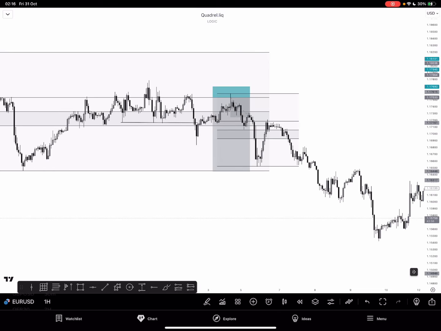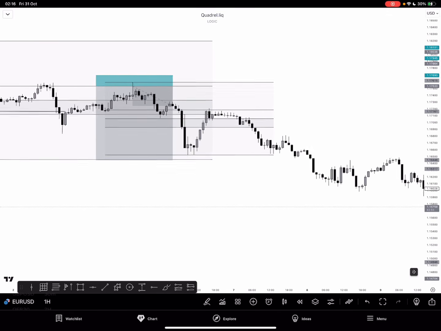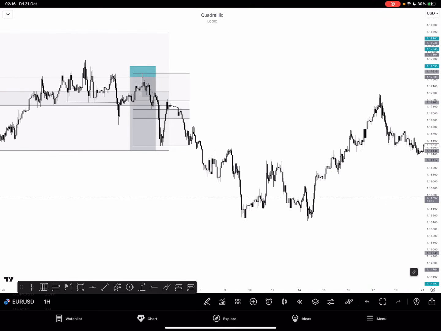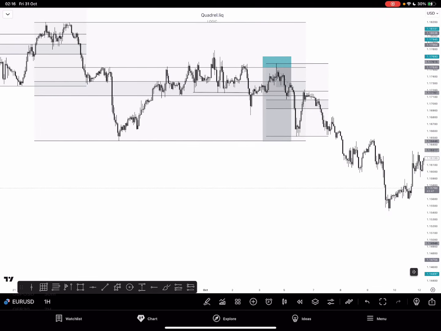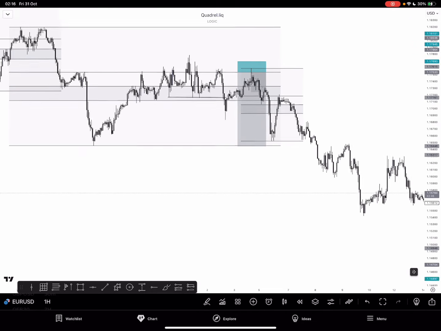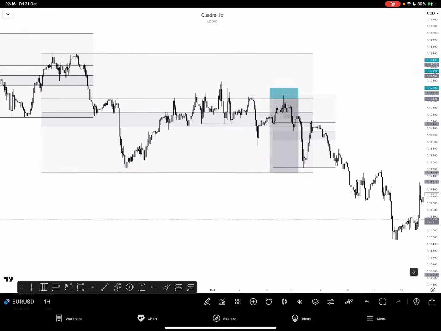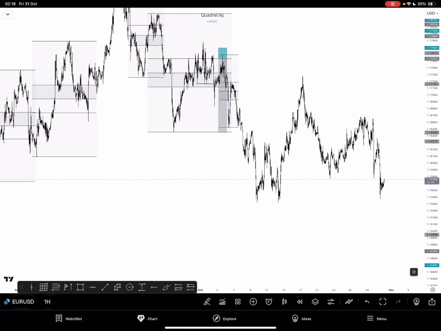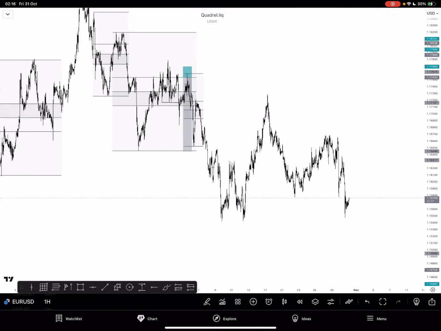When price tapped into it, there was no internal structure. Probably you could go to like 15 minutes time frame to get internal structure break. But most of the time, for those ones that will work very well, each one will give you the detail you want without any stress.